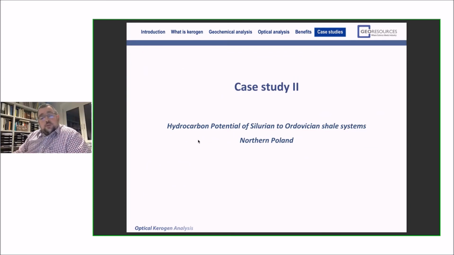A totally different scenario, totally different time, no longer the Jurassic. We get back into time, into the early Paleozoic, and look at the hydrocarbon potential of Silurian to Ordovician shale systems in northern Poland. Not long ago, just a couple of years, there was a big jump into Poland, into the so-called shale belt.